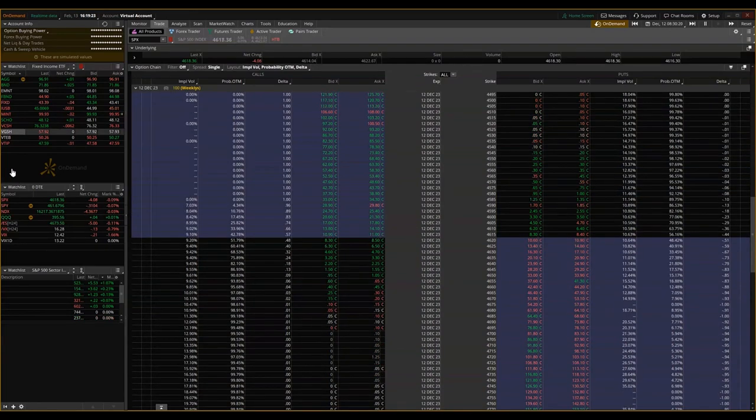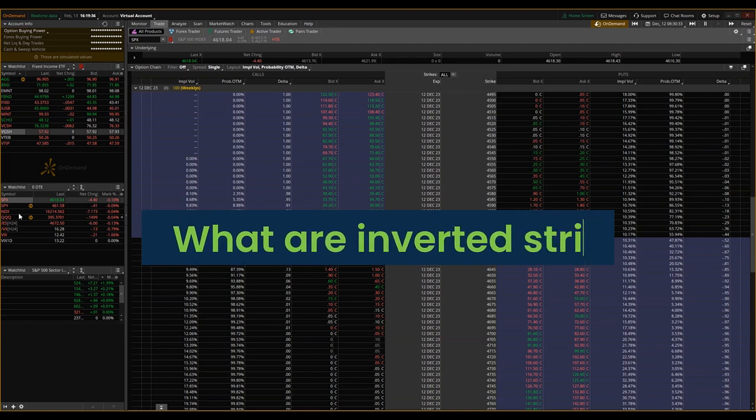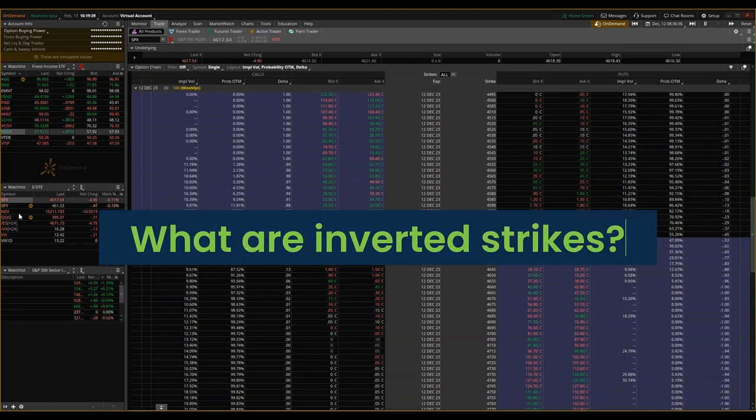Hey everyone, wanted to jump on and answer a question that came out of our community, specifically our zero DTE, or zero days to expiration, community, where we're commonly trading iron condors. So the question is, what are inverted strikes? And this question is probably coming out of the recent environment with very low volatility.